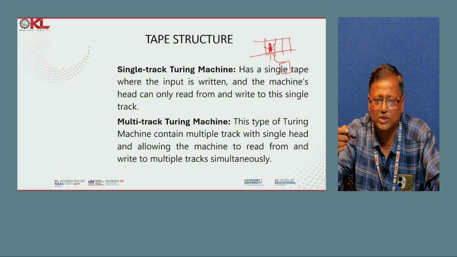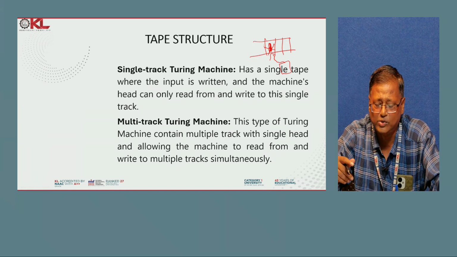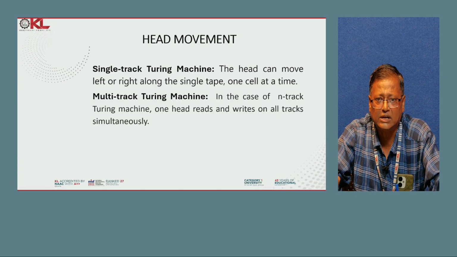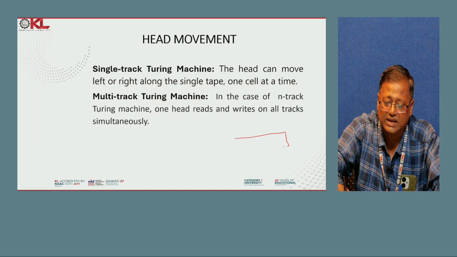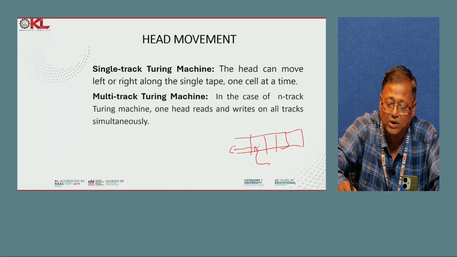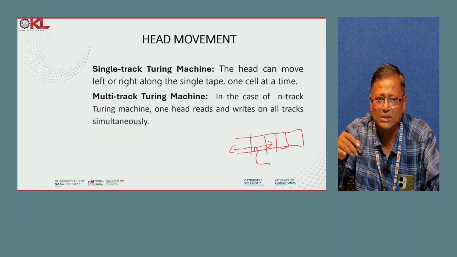A multi-track Turing machine has multiple tracks with a single head, allowing the machine to read from and write to the multiple tracks simultaneously. In the single track Turing machine, the head can move left or right in the single tape, one cell at a time. Suppose the head is pointing here; it can go either to the left or to the right. But in the multi-track Turing machine, one head can write on all the tracks simultaneously.